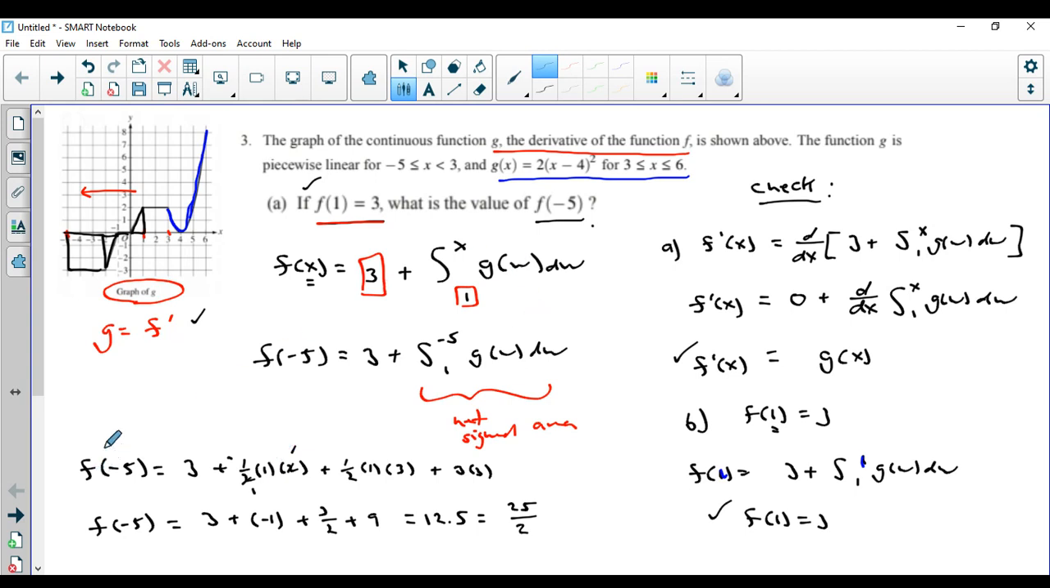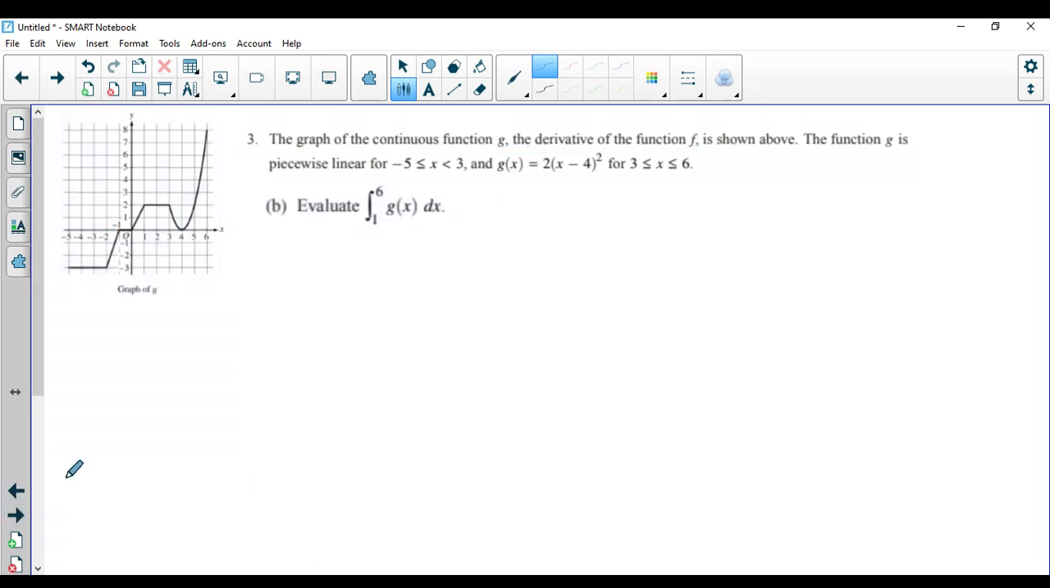All right, let's move on to the next part of this question. It says the graph continues, same thing, right? So I just recopied that. It says evaluate the integral from 1 to 6. Okay, so very similar, maybe a little bit more straightforward, at least at first glance.